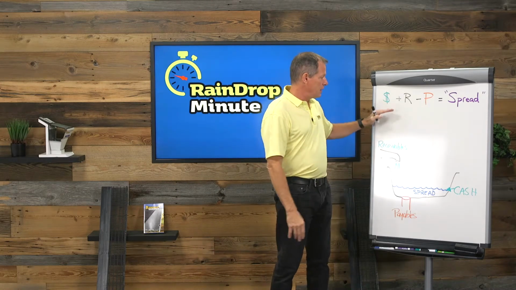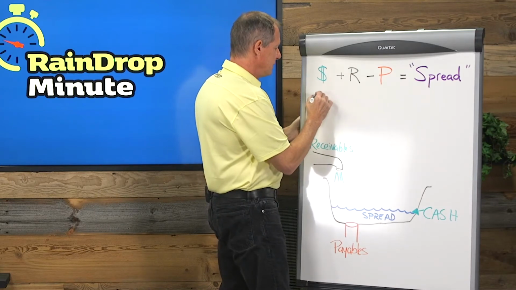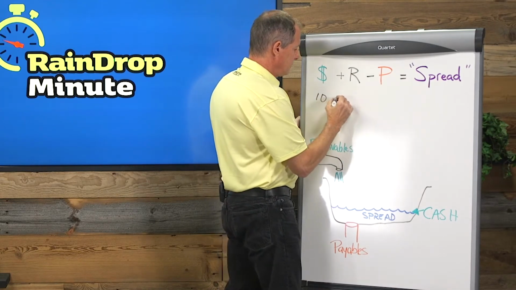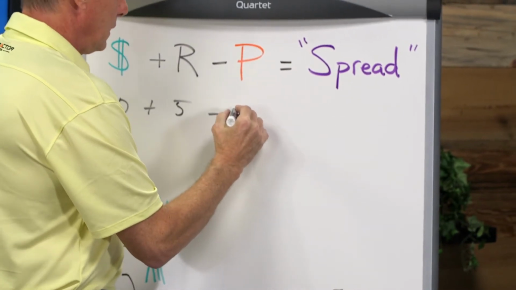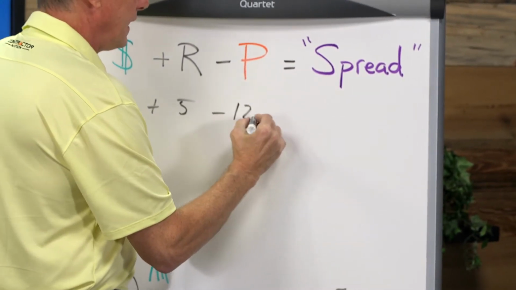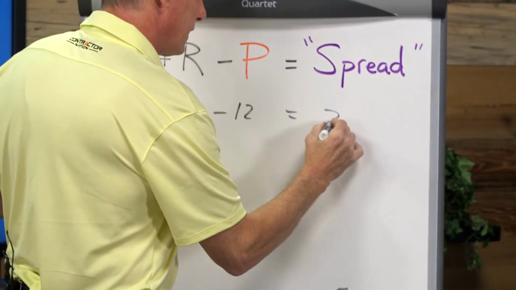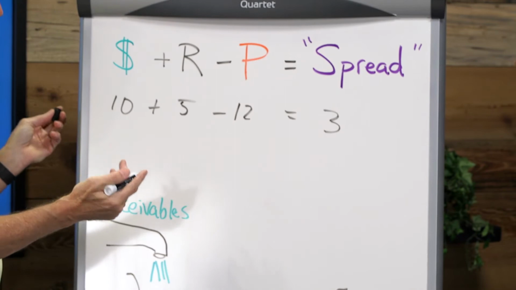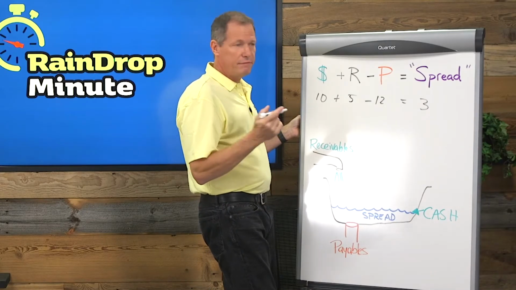This is super important. So let's just say, for quick terms, you had $10,000 in the bank. Other people owe you $5,000. You owe $12,000. So 10 plus 5 minus 12 equals 3. $3,000 is my spread. And we measure it every month, or you can measure it every couple of weeks.